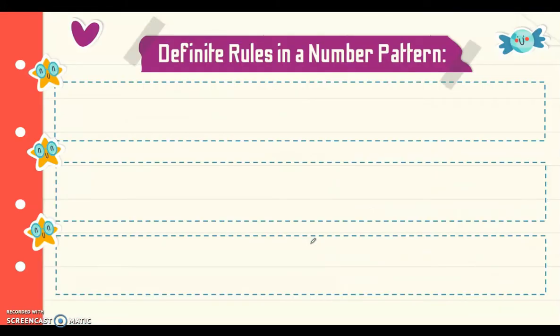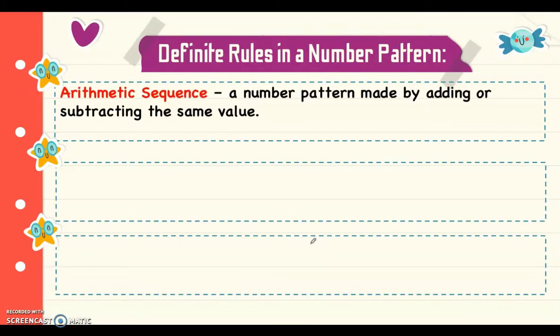There are definite rules in a number pattern. We have what we call an arithmetic sequence, a number pattern made by adding or subtracting the same value. For example, we have 1, 4, 7, 10. The number pattern is made by adding 3 to get the next number. We also have 10, 8, 6, 4. We get the next term by subtracting.